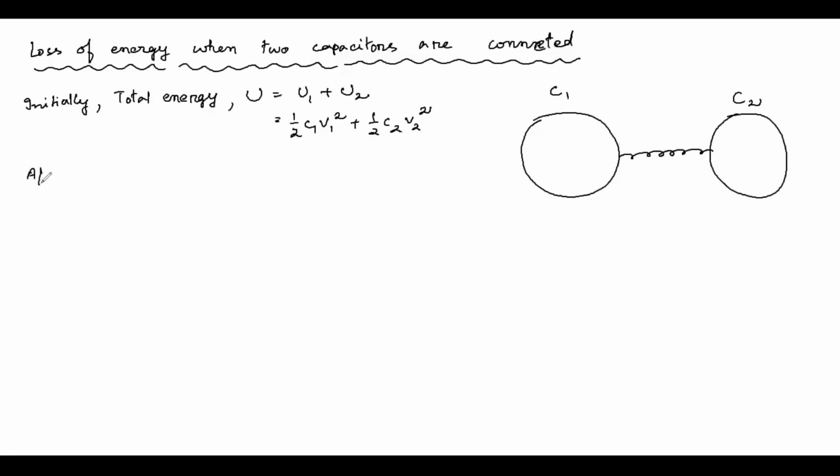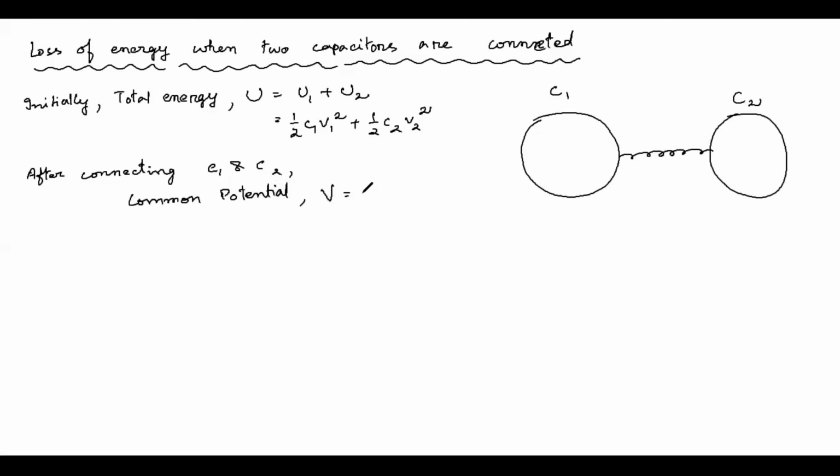So after connecting capacitors C1 and C2, they will now have a common potential, right? They will have a common potential. That means the potential value for these two capacitors will now be the same. And let's say it is V.